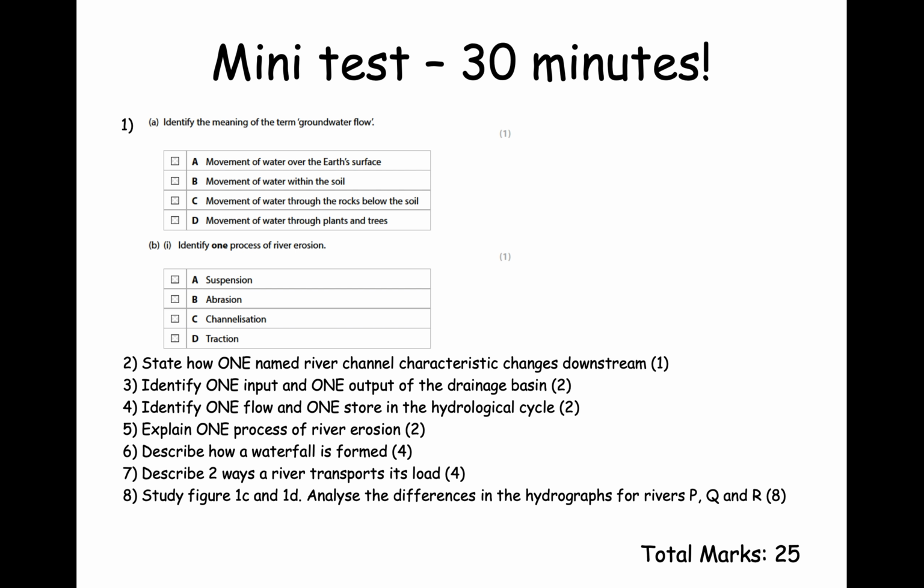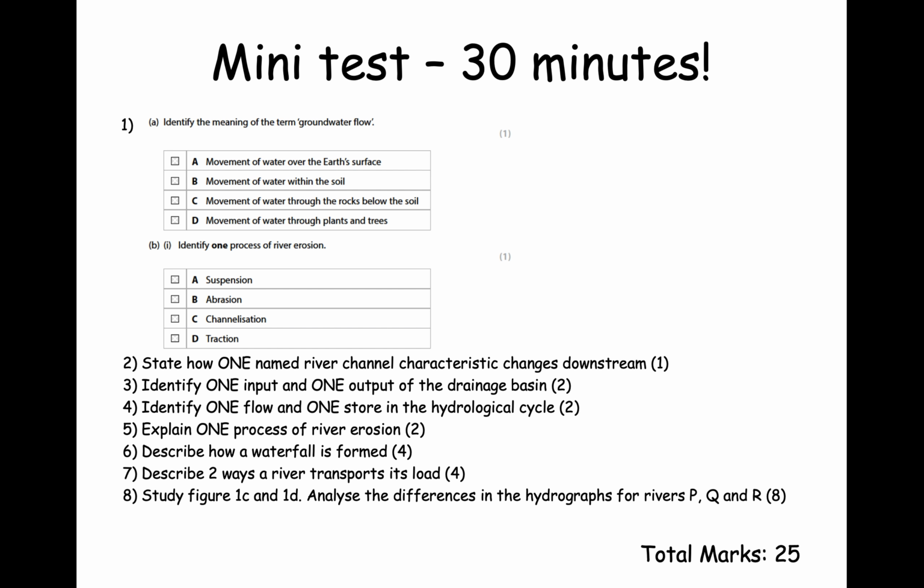For question 3, an input and an output of the drainage basin. Okay, this is the hydrological cycle. Precipitation is an input. Evaporation is an output. You're not asked for any flows there, so we're not asking for how water moves through the system, just how it leaves and how it gets in there.